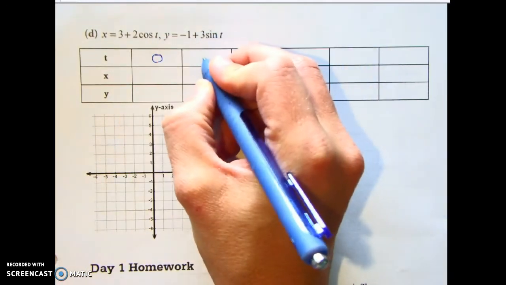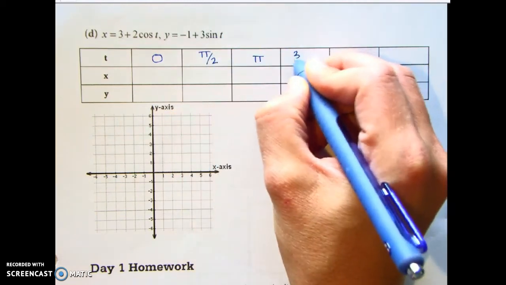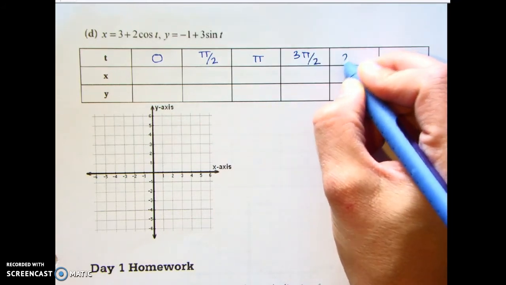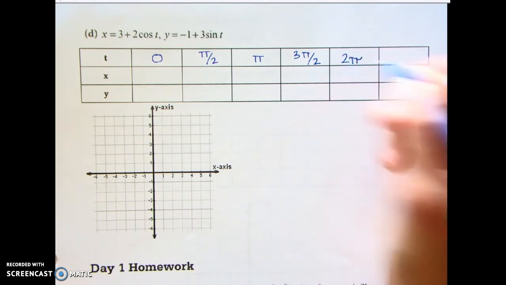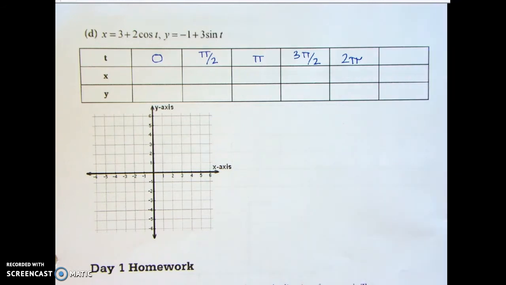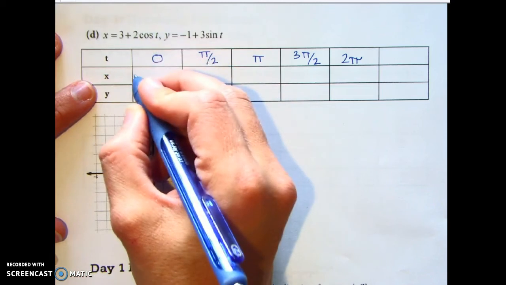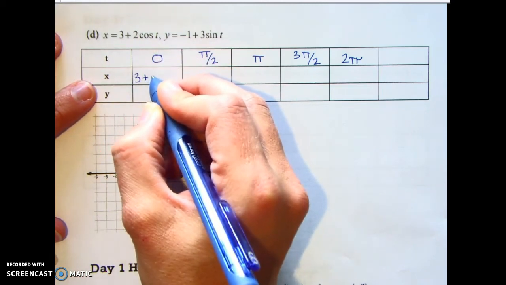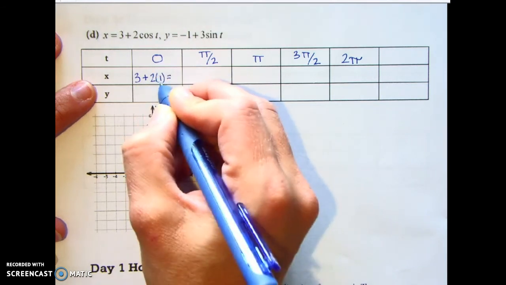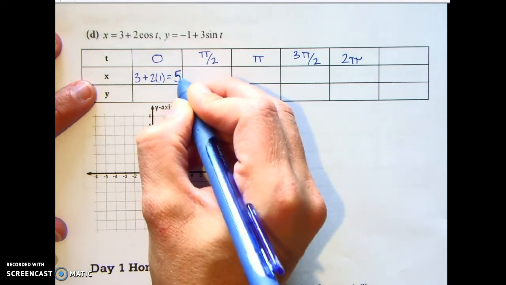Let's do pi over 2, and then pi, and then 3 pi over 2, and 2 pi. If you want to go again, you do 2 and 1/2 pi. So when we plug in 0 into x, we get 3 plus 2 times the cosine of 0. And the cosine of 0 is 1. So 3 plus 2 is 5.